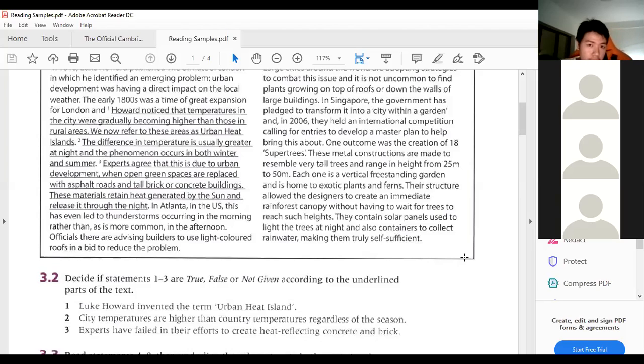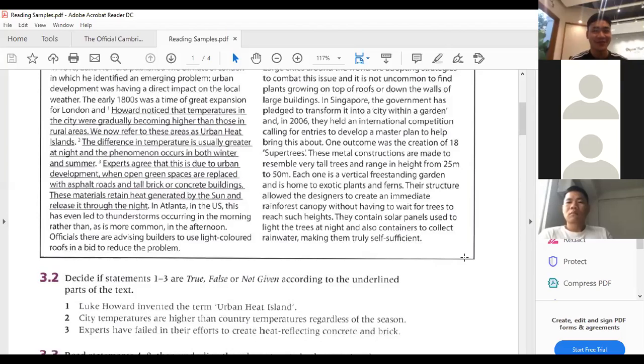Panya, what do you think? So Rajara said true, and Bo said not given. What's your answer? Not given. Not given too. What's your evidence? What information from the underlined sentences can you use to base your answer on? Because I didn't see it mentioned in the text. Okay.